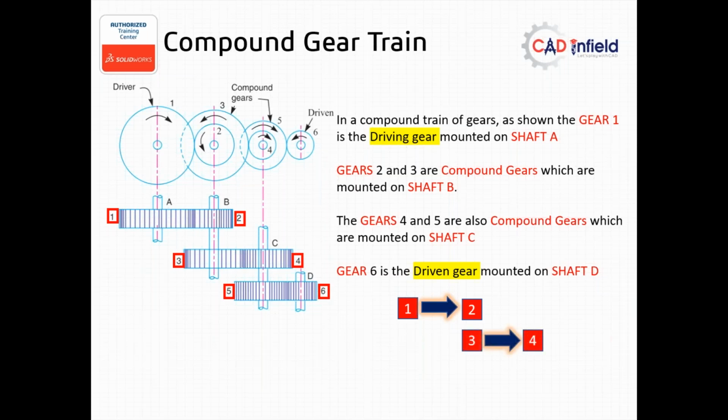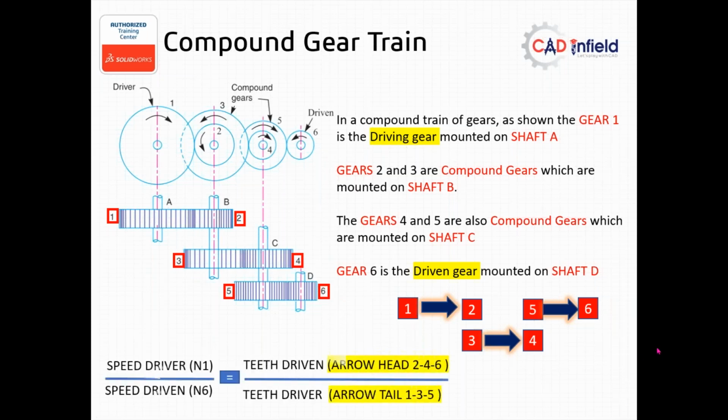Next, 3 drives 4, because 2 is not connected to anyone. So 3 drives 4, with 2 and 3 on the same shaft. Correct. Second gear and third gear on the same shaft. Next, we have a fourth gear on C and fifth gear on the same shaft. Here, 1 is on shaft A, 2 and 3 are on shaft B, 4 and 5 on shaft C, and 6 is on shaft D. This is the diagram I have drawn.